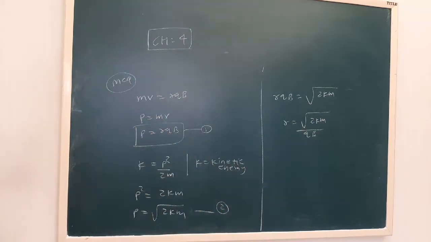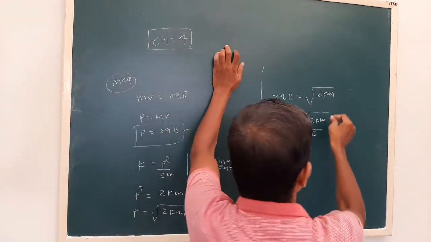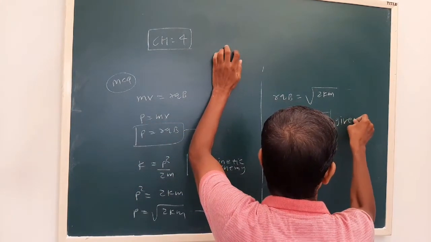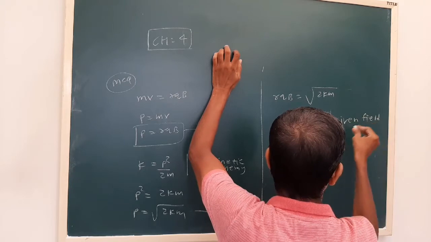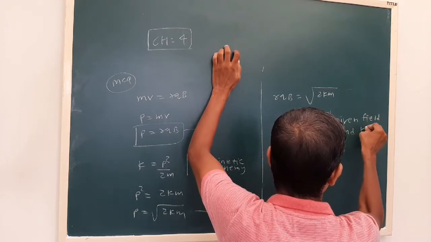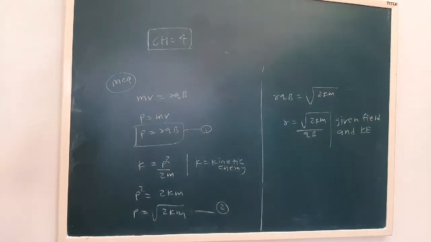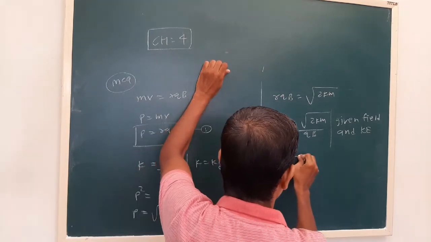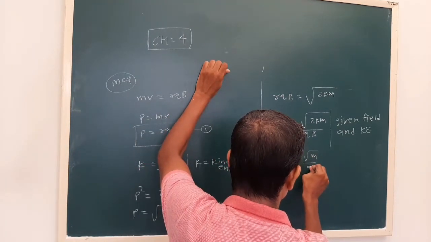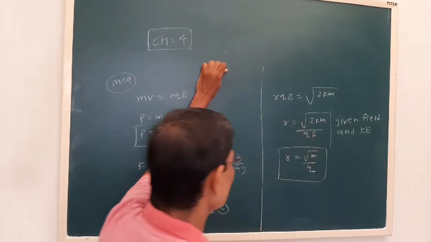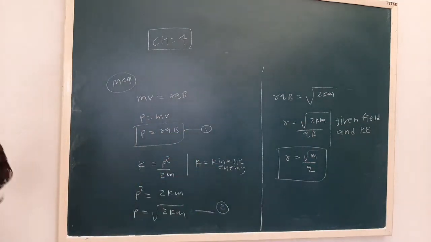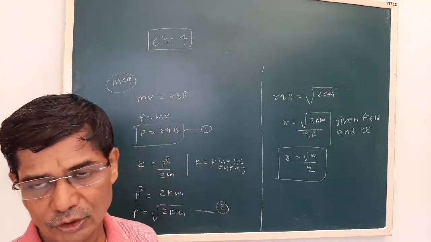Okay. Now for a given field, and kinetic energy, 2 is already a constant term, R is root m by 2. Okay, this will be a useful formula for solving MCQ or numerical.